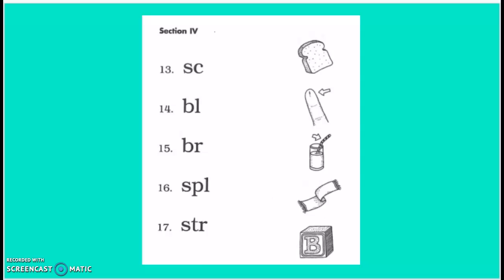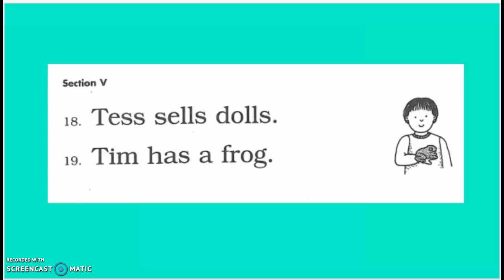If you need more time drawing a line from the blend to its correct picture, go ahead and pause the video now. Section 5. Look at the sentences by 18 and 19. Read the sentences and draw a line from one of the sentences to the picture it matches. Number 18 says, Tess sells dolls. Number 19, Tim has a frog. Go ahead and draw a line now.